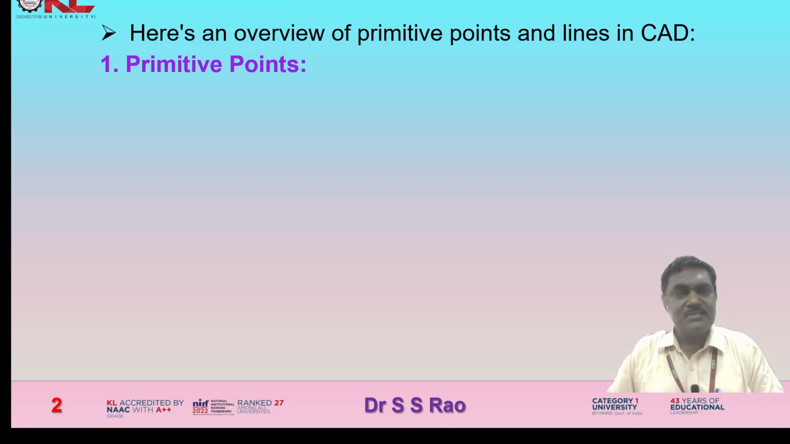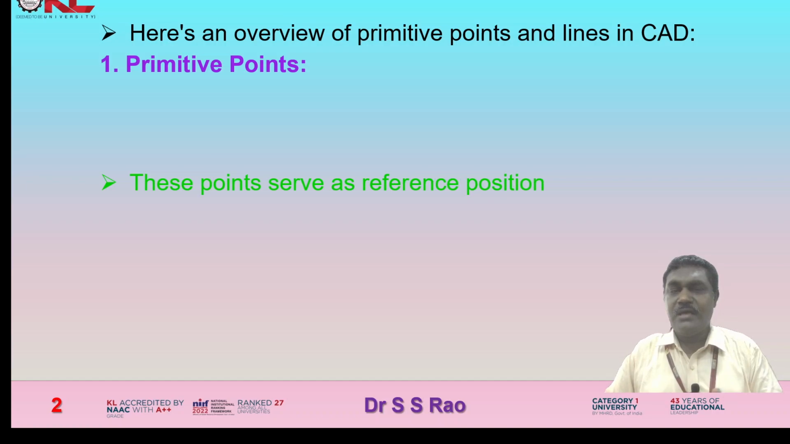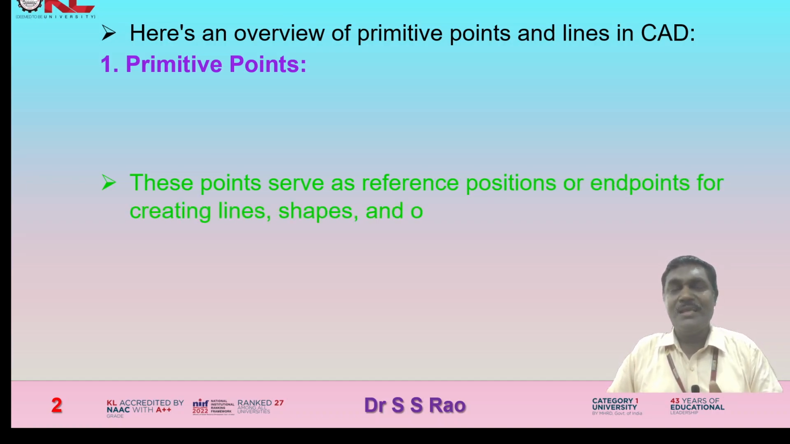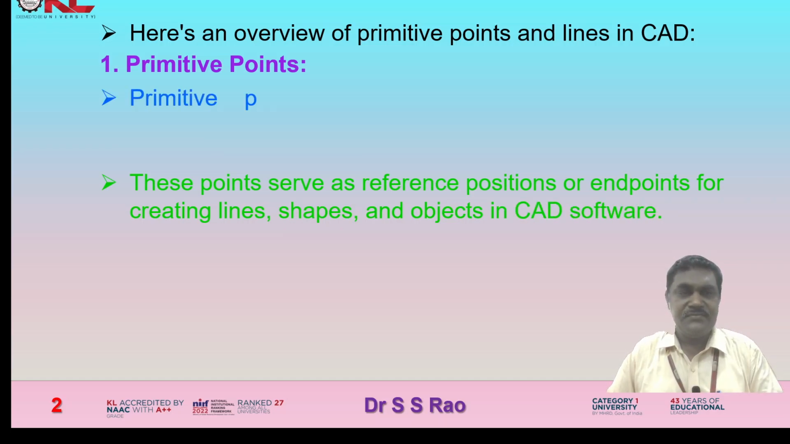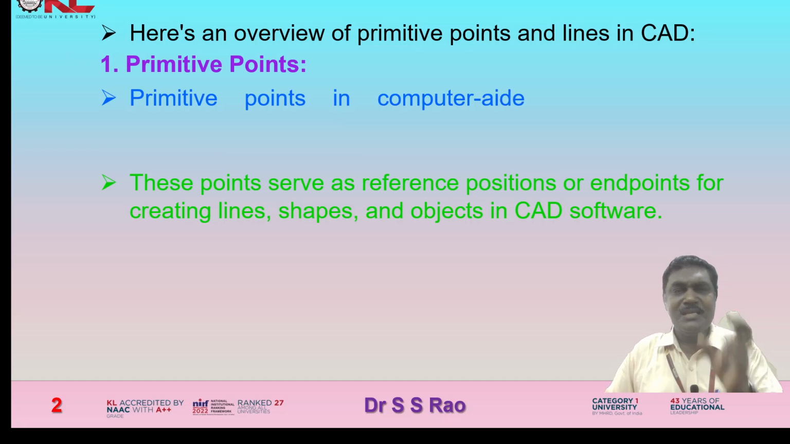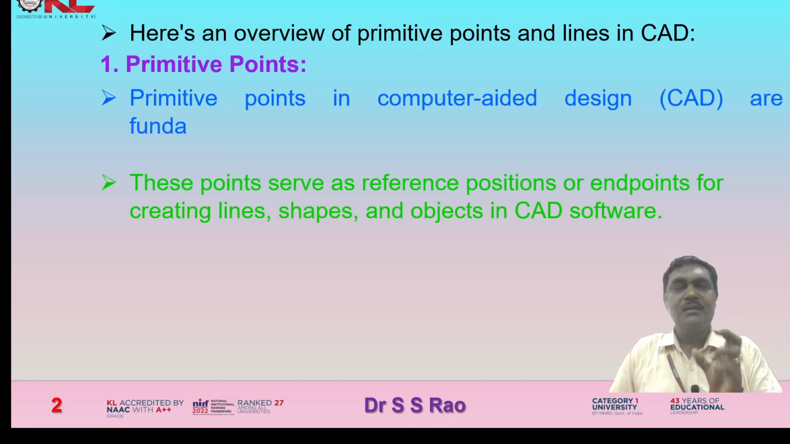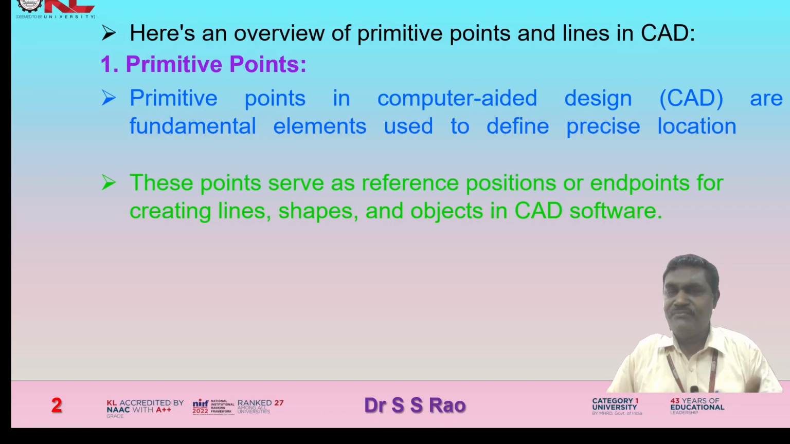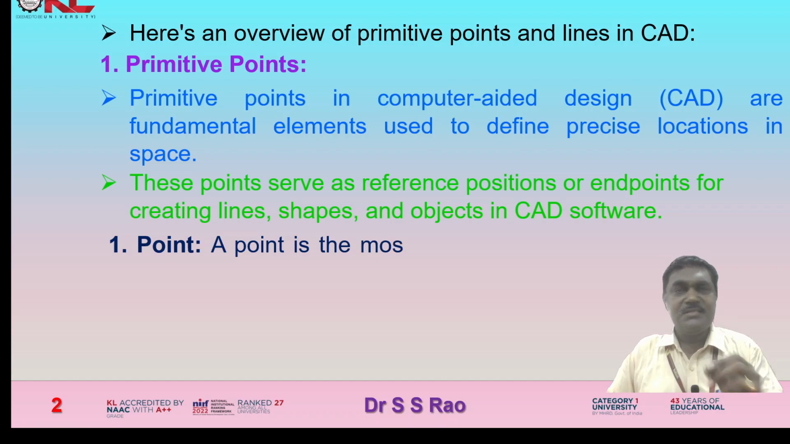Now let us see the first, primitive points. These points serve as reference positions or endpoints for creating lines, shapes and objects in CAD software. Primitive points in computer aided design are fundamental elements used to define precise locations in space. Now let us see that in detail.